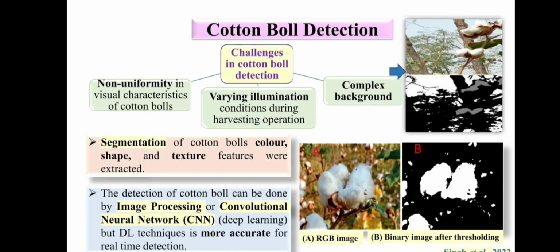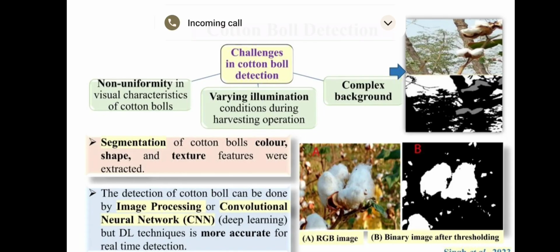Challenges in cotton ball detection: first is non uniformity in visual characteristics of cotton balls, and second is varying illumination conditions during harvesting operation, and third problem is complex background. In the segmentation of cotton balls, color, shape, and texture features were extracted, and then the detection of the cotton ball can be done by image processing or CNN, that is convolutional neural network, which is a deep learning algorithm. But DL techniques are more accurate for real time detection.